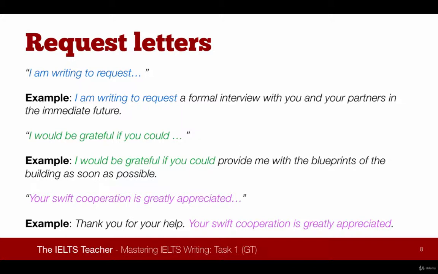Last one, your swift cooperation is greatly appreciated. Example, nice and simple, thank you for your help. Your swift cooperation is greatly appreciated. This might come at the end of a letter when you've asked what you want the recipient to do for you, or you've requested a particular thing from them.